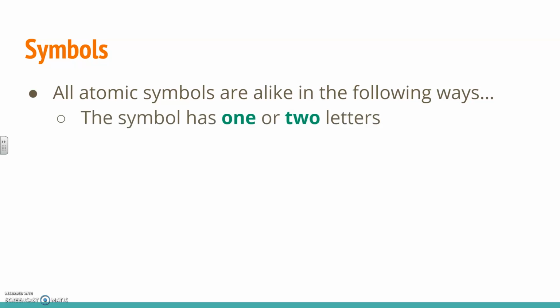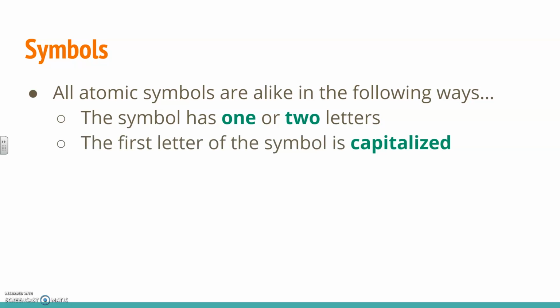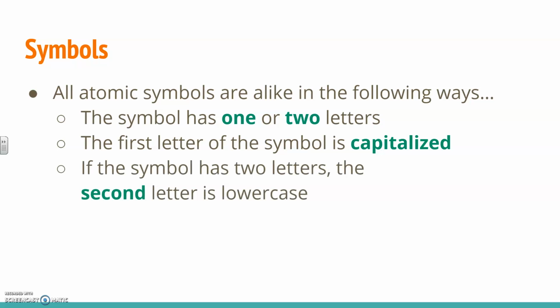So atomic symbols are alike in the following ways. First, the symbol has one or two letters. If it has only one letter, or if it has two, the first letter is capitalized. Just like a sentence, whether you're writing a big, complex sentence or a short little sentence like the dog barked, you still capitalize that first letter. If the symbol does have two letters, you keep that second letter lowercase.